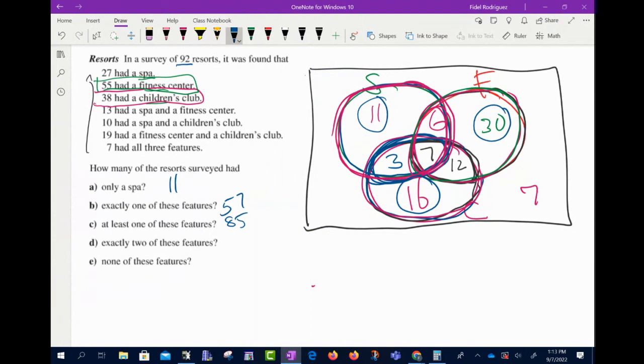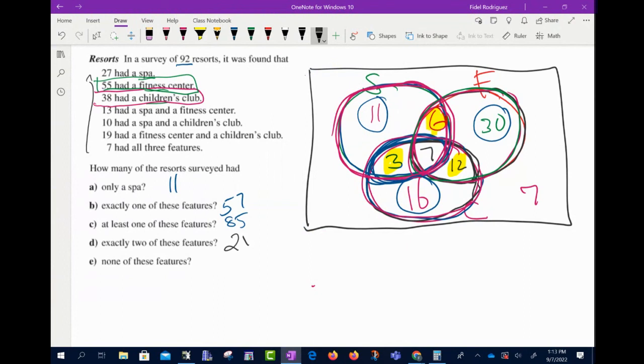Now, part D says exactly two of the features. Exactly two of the features, y'all, is talking about the numbers that appear only in those sections right there. That's going to be the exactly two. Okay, so exactly two would be those numbers right there. And if we add 6, 3, and 12, what's that, 21? Okay, excellent.